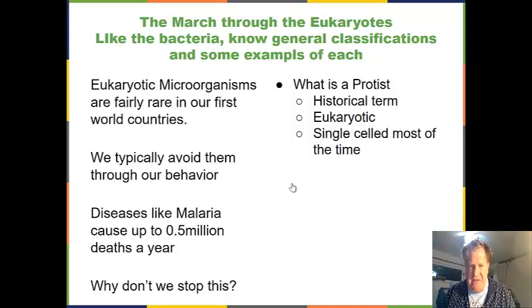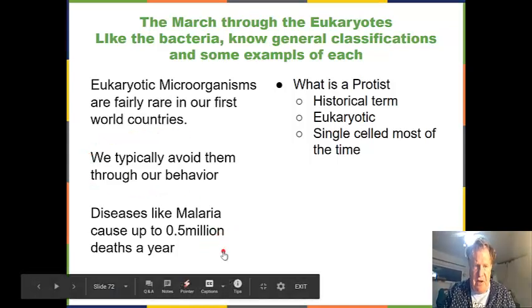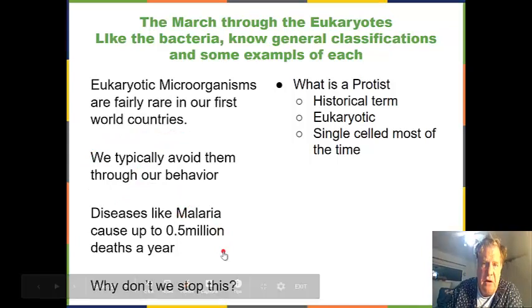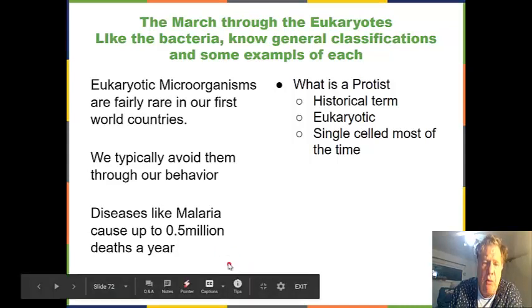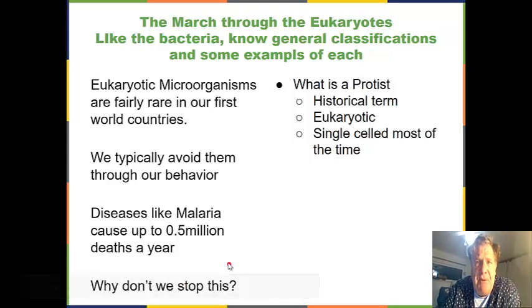Diseases like malaria, that I have here, can cause over 500,000 deaths a year. We may ask why we don't stop this. It tends to be people who don't make a lot of money, and so they can't pay us a lot of money. So we're able to get rid of those diseases in our first world countries, but they tend to be endemic in third world countries where people don't make a lot of money.